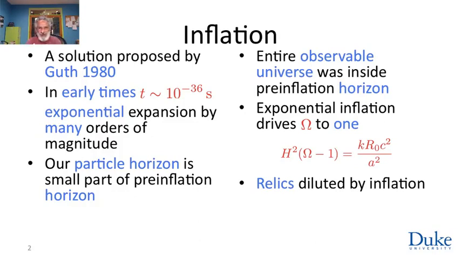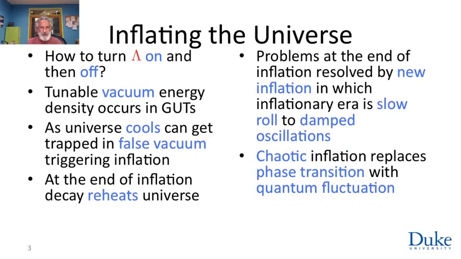And the question is, what does that mean? So we understand the kinematics. We understand how to describe exponentially expanding universes. We're used to using that to describe our future. But what does it mean? What is the dynamics? How do you turn a cosmological constant on and then off?